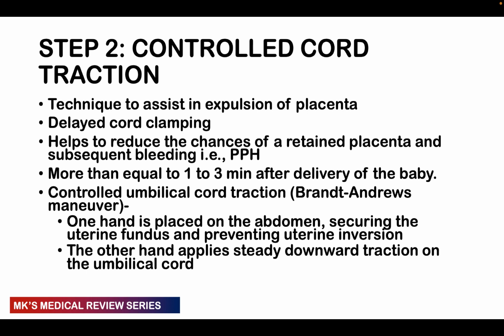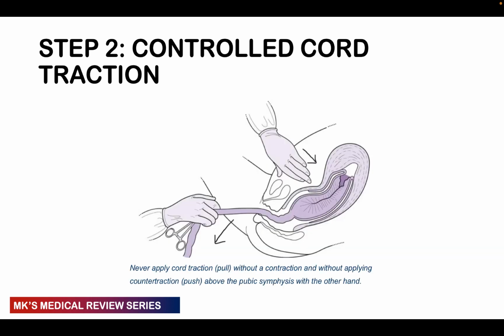At about 1 to 3 minutes after delivery of the baby, you perform controlled umbilical cord traction; we call this the Brandt-Andrews maneuver. One hand, your non-dominant hand, is placed above the abdomen and pushes the uterus towards the mother's head, securing the fundus of the uterus, and the other applies steady traction in a downward manner. I've seen people twisting the umbilical cord, swaying it side to side. Don't do that. Just apply cord traction with counter traction, and you should be able to deliver the placenta quite well. So this is how it's done.